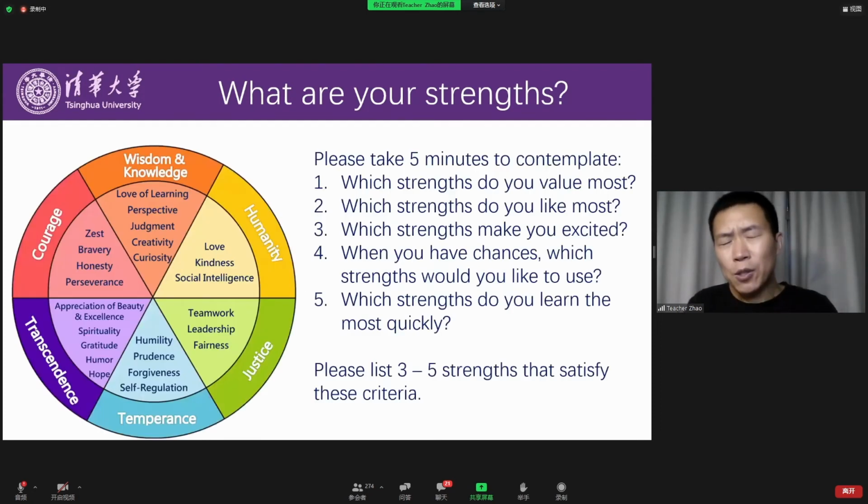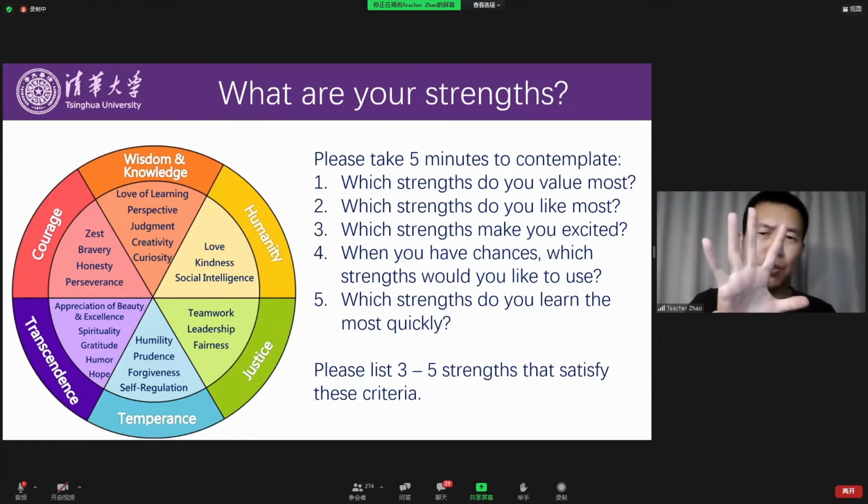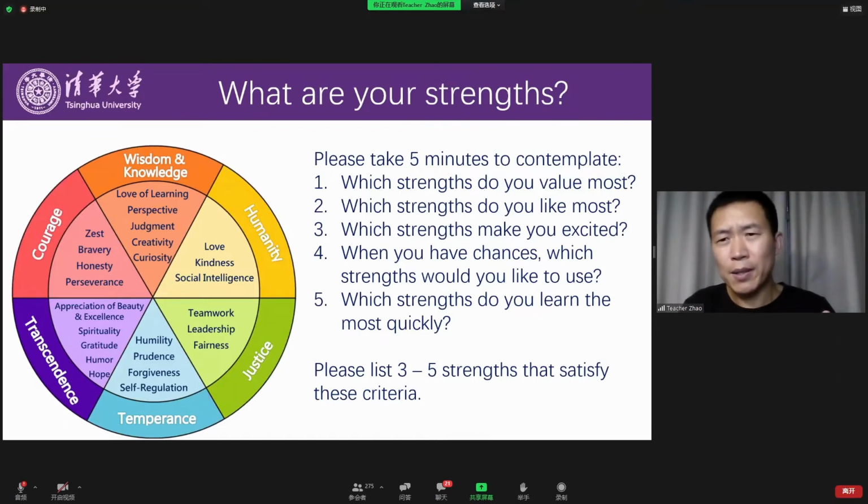We don't have time to do the survey, but we do have time to contemplate and reflect on 5 questions. What strengths do you value most? What strengths do you like most? What strengths make you excited? When you have chances, which strengths would you like to use? Which strengths do you learn the most quickly? And please then list 3 to 5 strengths that satisfy these criteria.